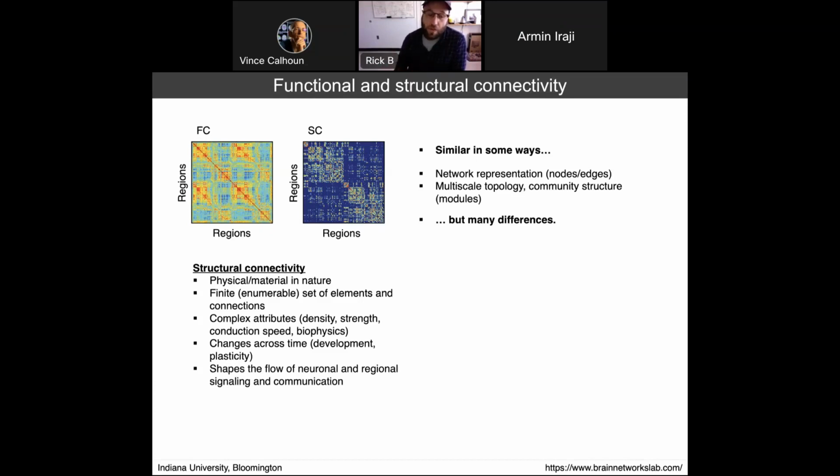Structural connectivity is this physical material backbone, and it shapes the interactions between regions, which means it constrains and shapes the flow of information or signaling that propagates over the network.